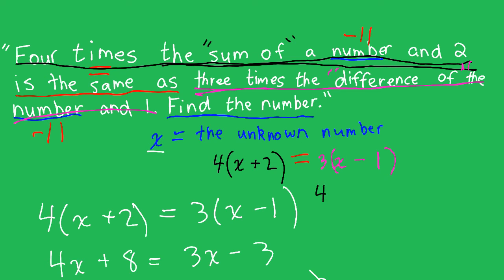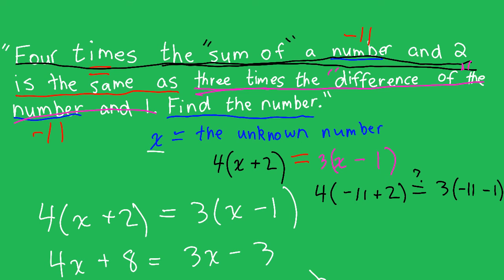So 4 times the sum of negative 11 and 2, so that's the left side of the equation, is the same as, equals, 3 times the difference of negative 11 and 1. So 3 times negative 11 minus 1. And we'll put a question mark there because we're seeing if this makes sense.